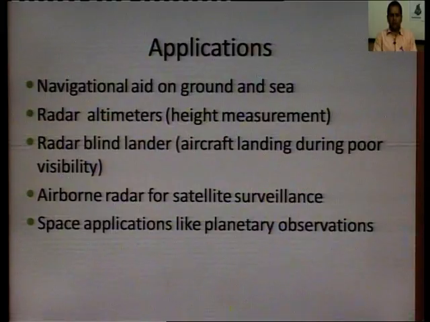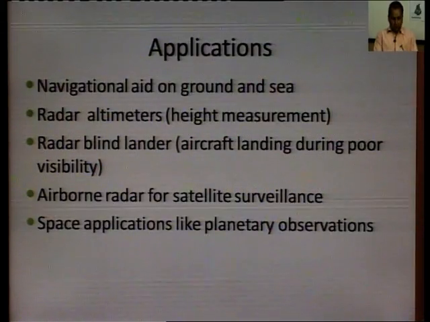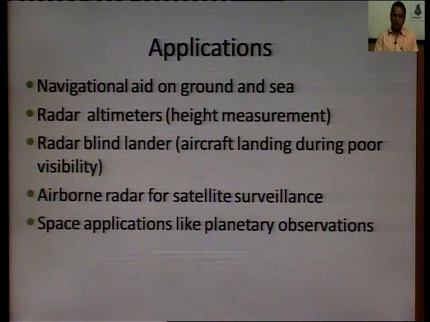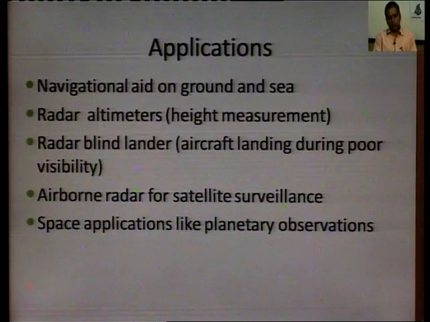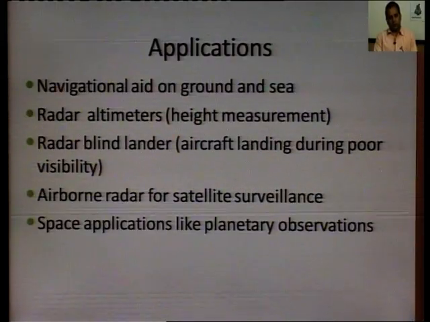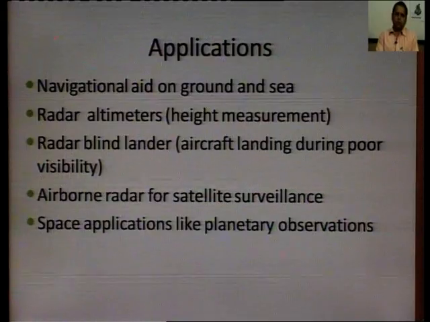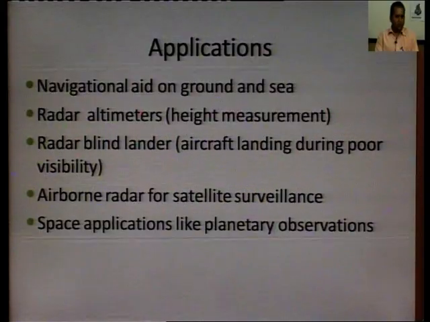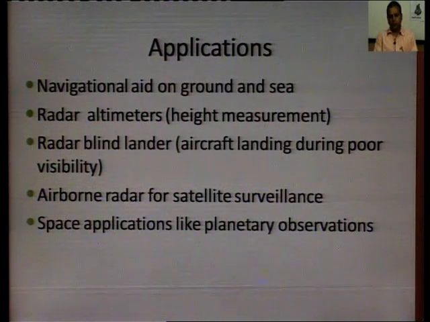Now, we will discuss the applications of radar. Navigational aid on ground and sea. Radar altimeters, which are used for height measurement. Radar blind lander, used in aircraft landing during poor visibility. When visibility is not there, the pilots use this system to aid the landing of the aeroplanes. Then airborne radar for satellite surveillance. There are different types of radar, some are airborne radars, which are used for surveillance of satellites. Then space applications like planetary observations.